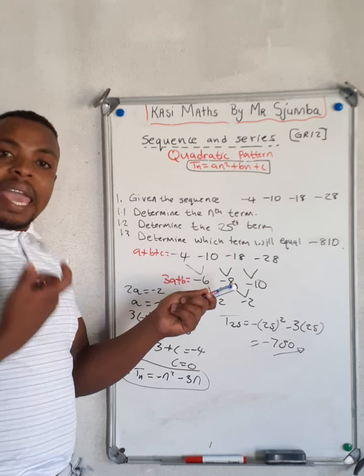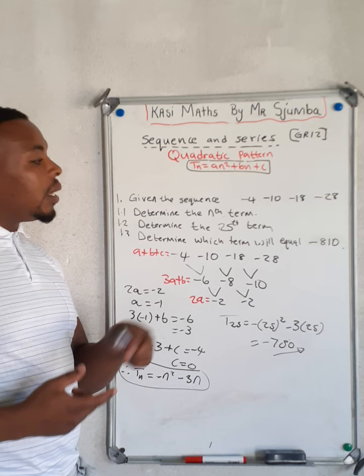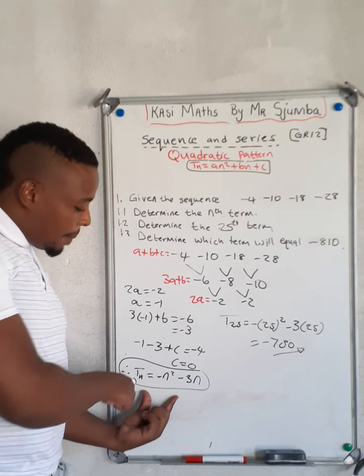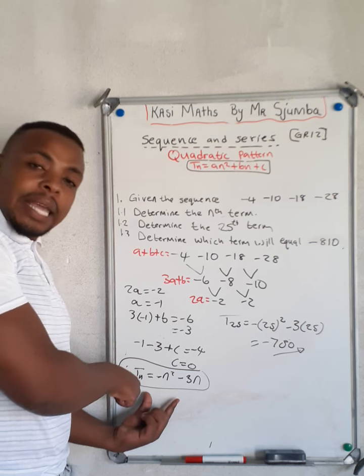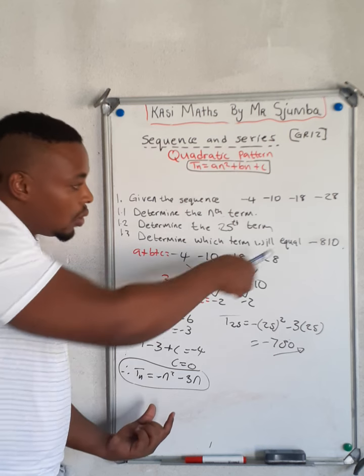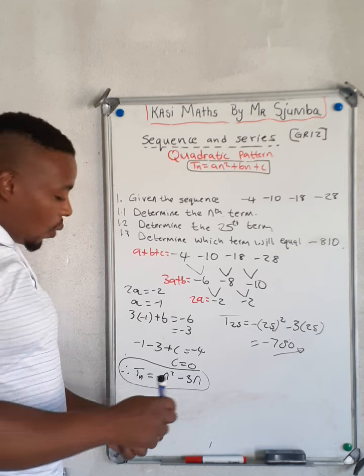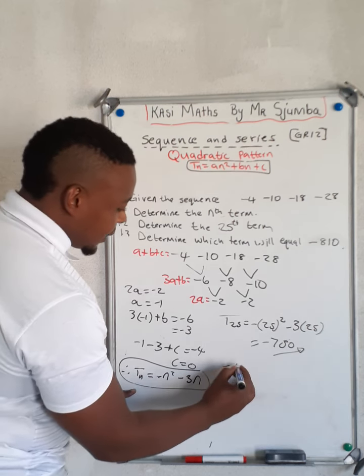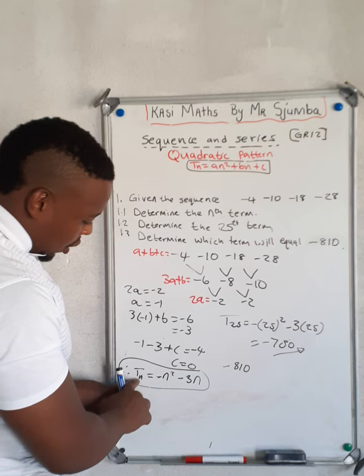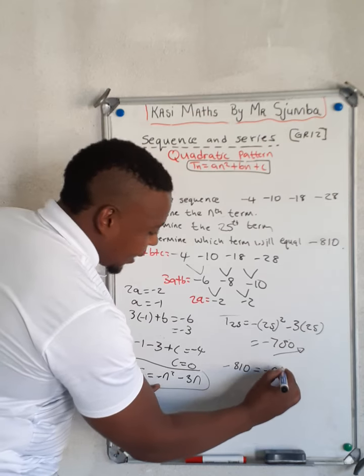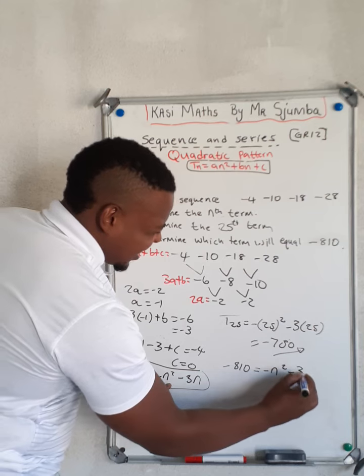Okay, the last question, we should determine which term. So now we're looking for n, right? Which term will equal minus 810. So the same formula, but we're going to replace Tn with negative 810. So solve for n. It's going to be negative 810 equals negative n squared minus 3n.